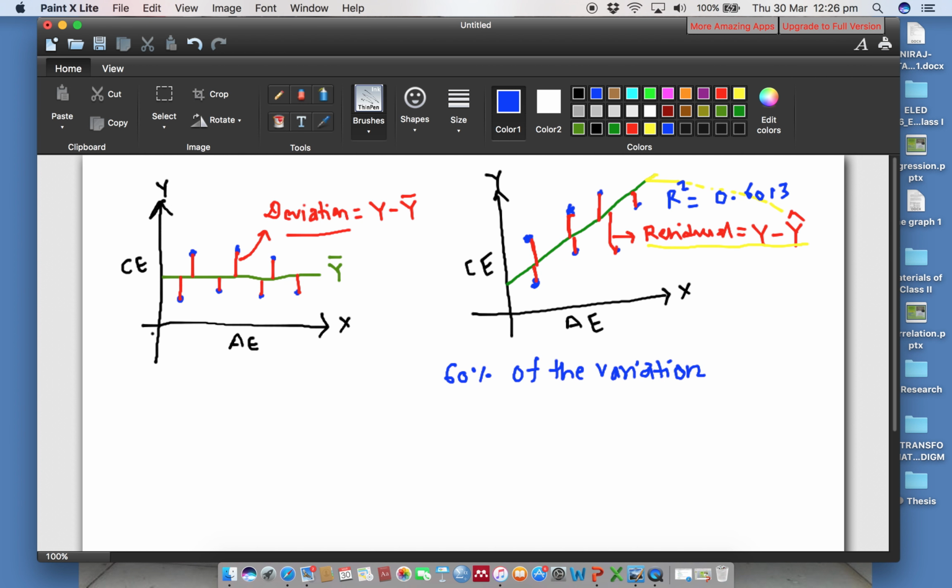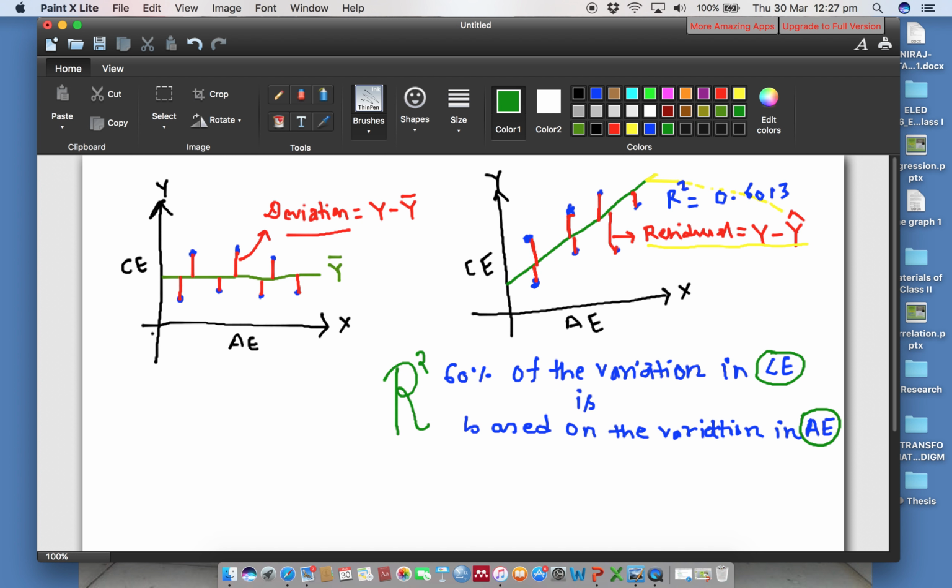60% of this variation in cognitive engagement is based on the variation in affective engagement. Here we can see clearly that the relation between cognitive engagement and affective engagement is accounted for by the 60%, or 60% of the variation in cognitive engagement is based on the variation in affective engagement. The R square tells us about this concept. R square. Okay.